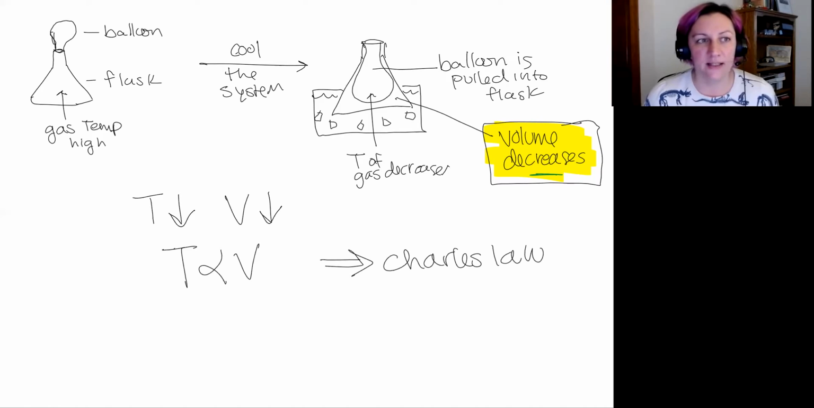What this really means is that we can expect a change in temperature to affect the change in volume. And if one increases, the other will increase. And if one decreases, the other will decrease. So we're going to write this out.